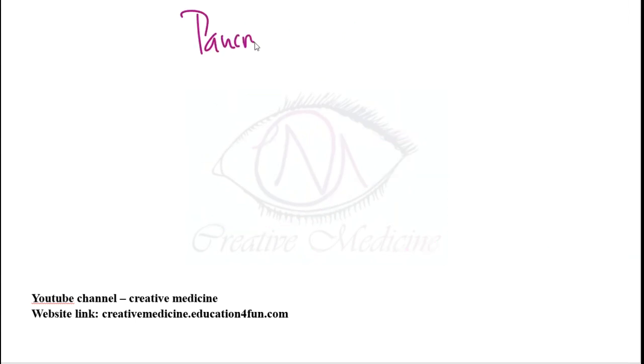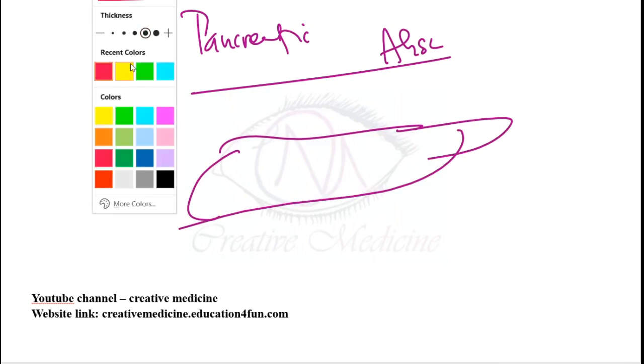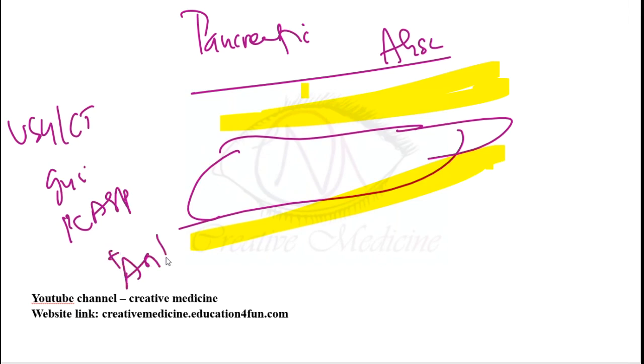Then we have pancreatic abscess. In pancreatic abscess, if this is the pancreas, in the peripancreatic region there is pus collection. Ultrasonography and CT guided percutaneous aspiration can be done, and along with that you can give antibiotics.